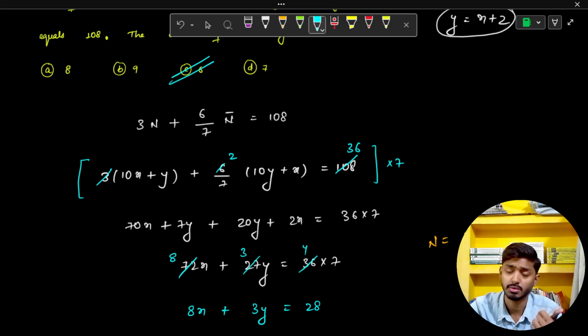This was all about the number formation, the number obtained by reversing its digits, and a few problems.